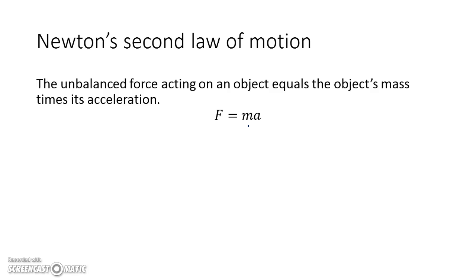This one is dealing with unbalanced forces. The first one was when there was a balanced force, or no net force. On this one, it's an unbalanced force, so there is a net force pushing in one direction or the other. So the unbalanced force acting on an object equals the object's mass times its acceleration. The formula for that would be force is equal to mass times acceleration. F is force, m is mass, and a is acceleration.